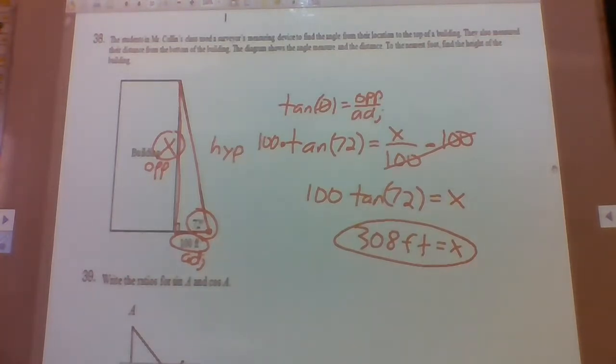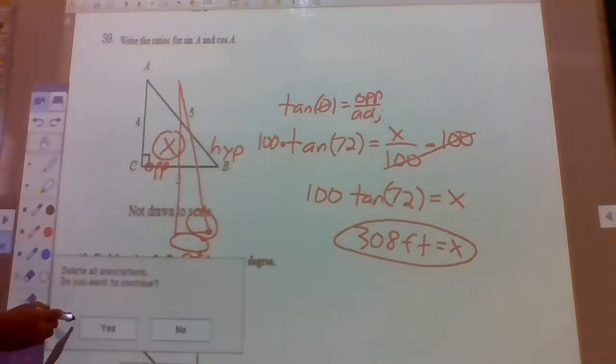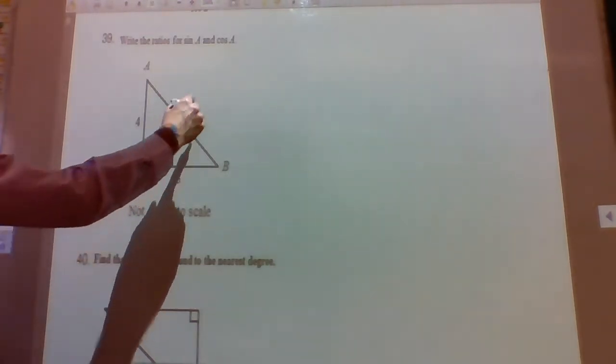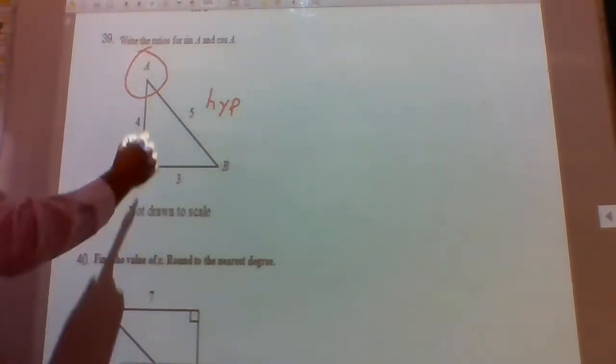Okay, 39. Want to write the ratios for sine and cosine here. For sine A and cosine A. So first thing we want to do is label our hypotenuse. Then we want to circle our angle. So let's do sine A first. So A.